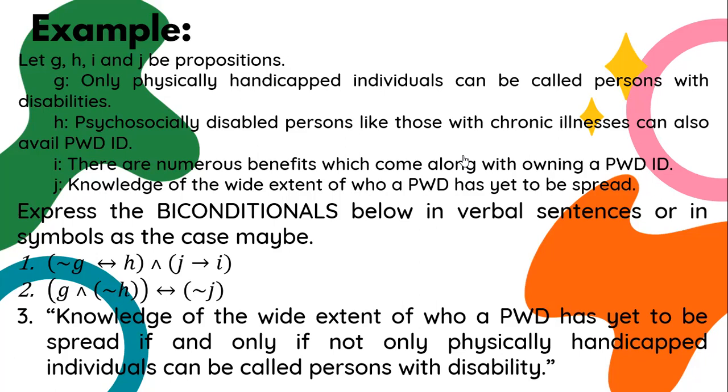Only physically handicapped individuals can be called persons with disabilities. And psychosocially disabled persons like those with chronic illnesses cannot also avail PWD ID, if and only if knowledge of the wide extent of who a PWD has not yet to be spread. Okay, that's correct. Thank you, Lance.